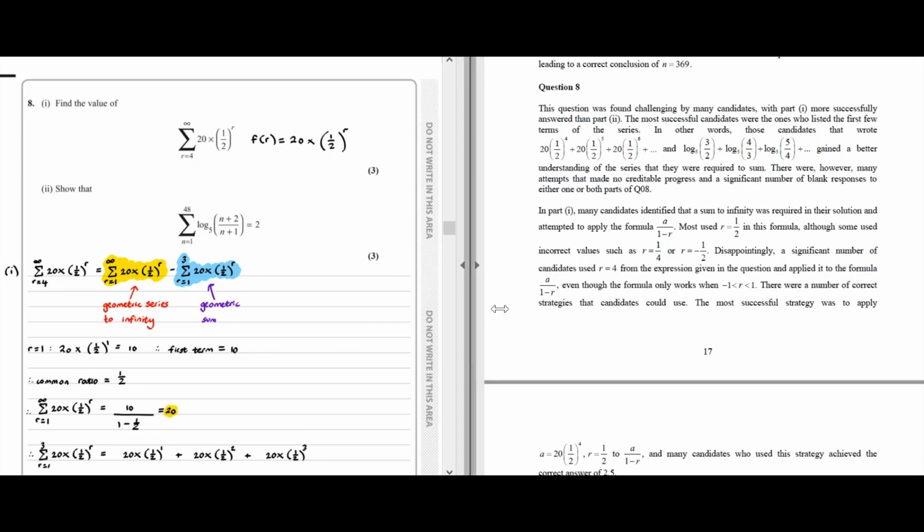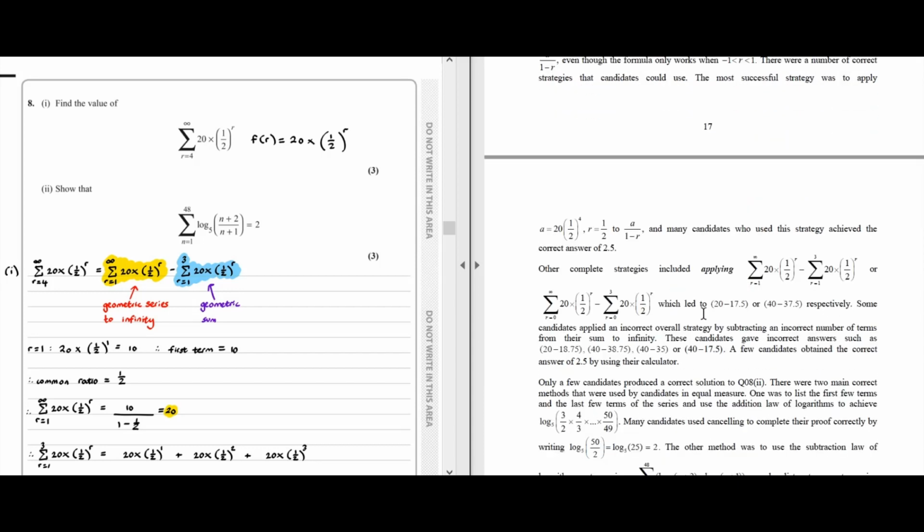There were a number of correct strategies that candidates could use. The most successful strategy was shown over here, with r equaling 1/2 and a equaling 20 lots of 1 over a half to the power of 4. I did it a different method. I did it the method shown over here, which was to notice that this sum is the sum from 1 to infinity minus the sum of the first 3 terms.